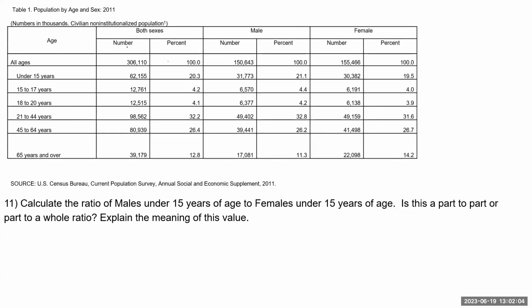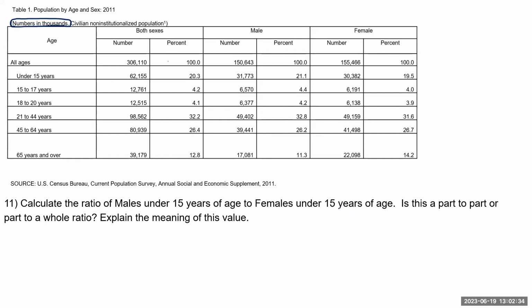We have a table that shows us various ages for the civilian non-institutionalized population of both sexes, male, female, expressed as numbers and as percentages. It tells us here that the numbers are in thousands. So that's important information to consider, which means that all the numbers here have 3 extra zeros attached to them. So we're told here to calculate the ratio of males under 15 years to females under 15 years.